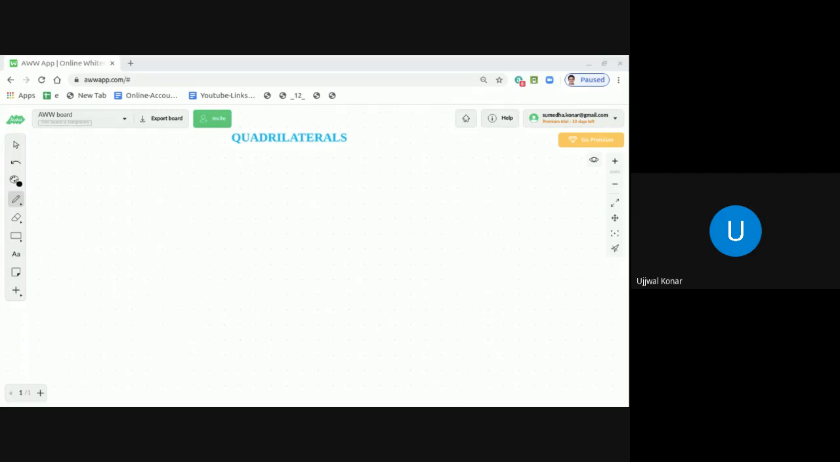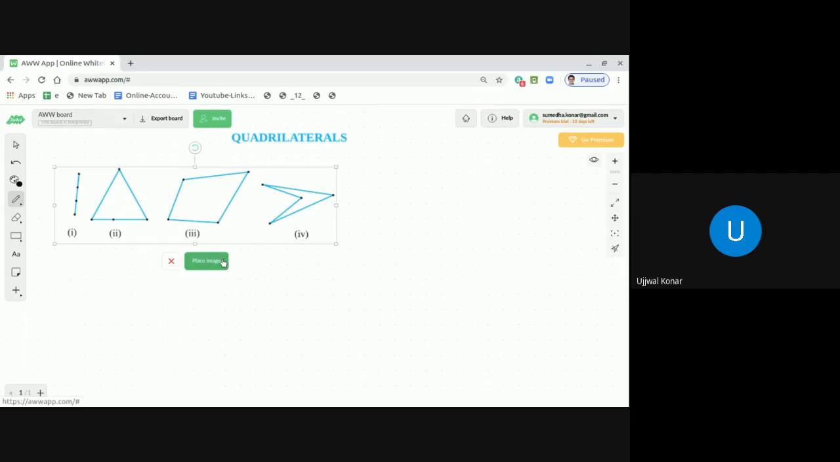Correct? So what does it mean? Suppose there are 4 points. Let me place this diagram in front of you. If you see, there are 4 figures here, with 4 points, and all these 4 points are joined in pairs.